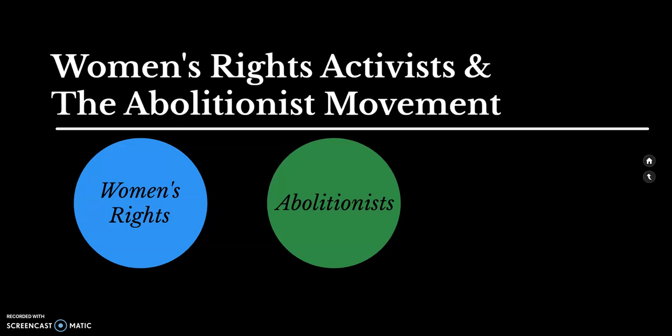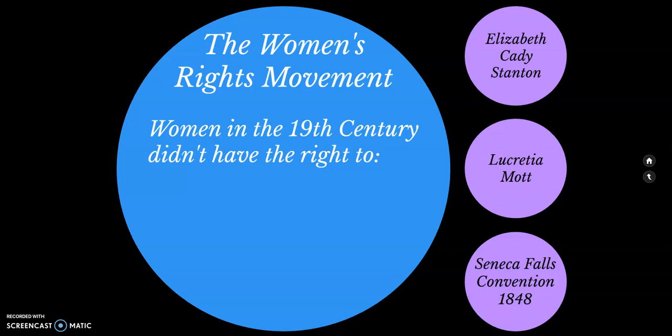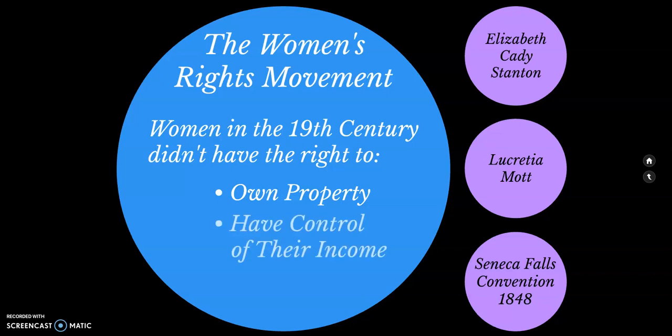Women's rights activist and the abolitionist movement. Women's rights. Women in the 19th century did not have the right to own their own property, have control of their own income, and most importantly, they were not allowed the right to vote.